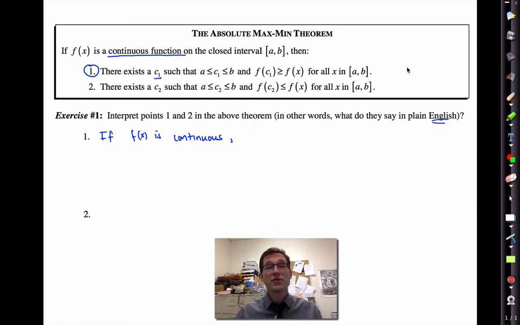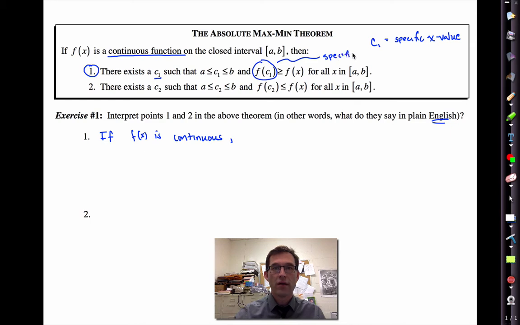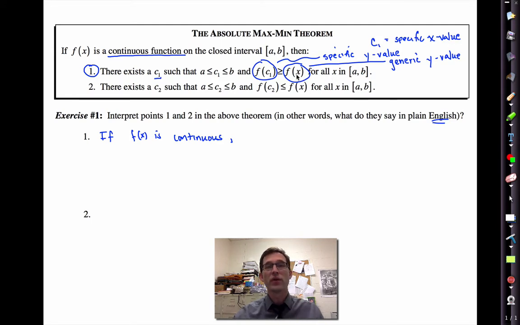All right, so the first thing to really understand about this is that c1 represents a specific x value. It's a constant, and it's a specific constant. I just don't know what it is. f of c1 is therefore a specific y value. And look, it says there exists a specific x value such that the y value at that x value is greater than or equal to, now this is a generic y value, greater than or equal to all other y values, or greater than or equal to a generic y value, for all x values in this interval.